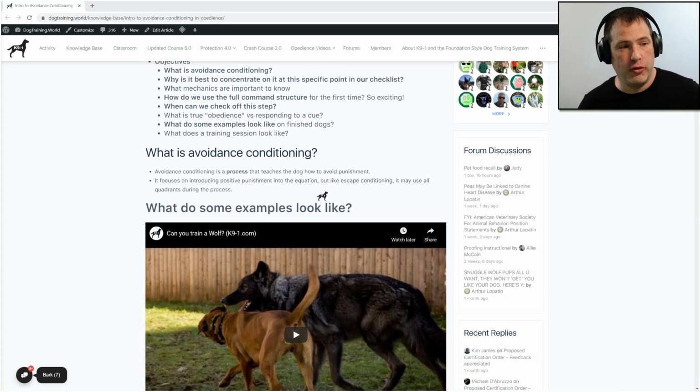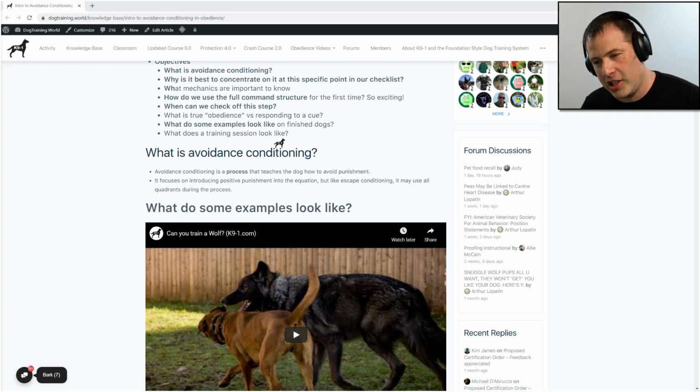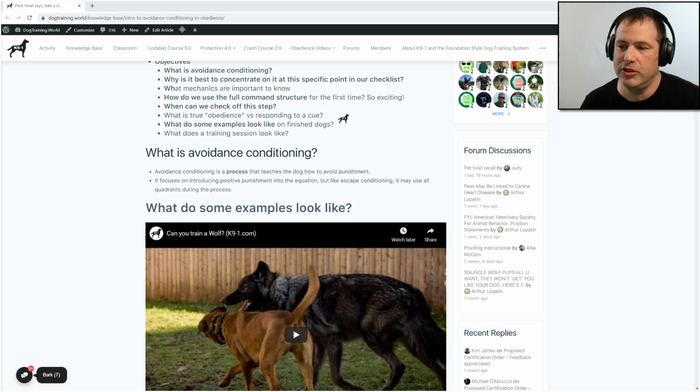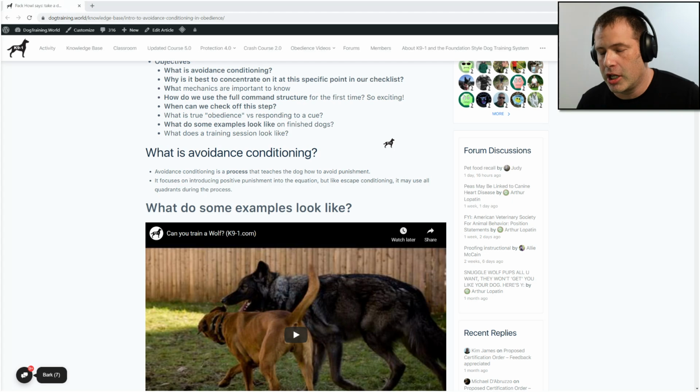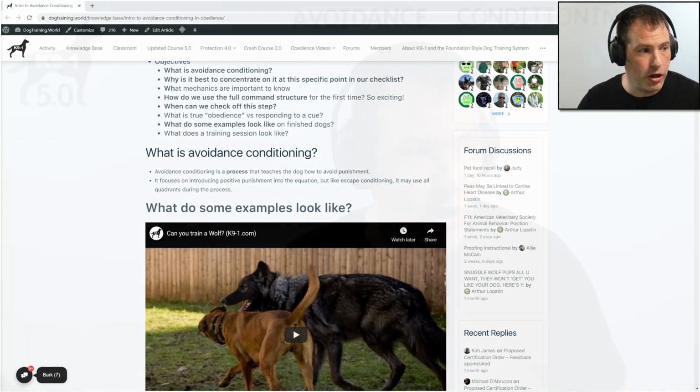First, what is avoidance conditioning? Avoidance conditioning is a process that teaches the dog how to avoid punishment, and this goes hand in hand with escape conditioning. Remember, we did escape conditioning a couple lessons ago. Escape conditioning was the process of teaching the dog negative reinforcement, basically, in as humane a way as possible, so we can then use negative reinforcement in the training plan. But escape conditioning was not a synonym for negative reinforcement.